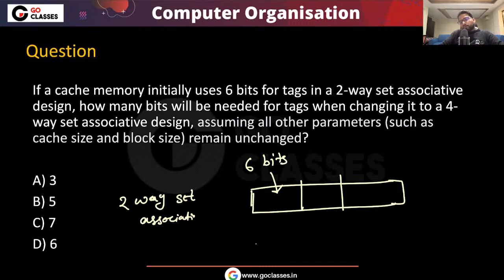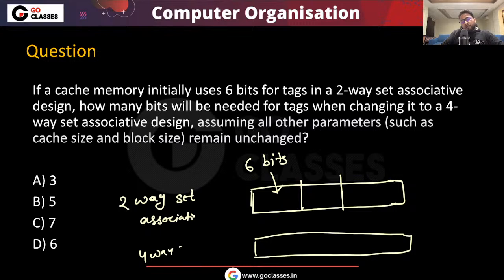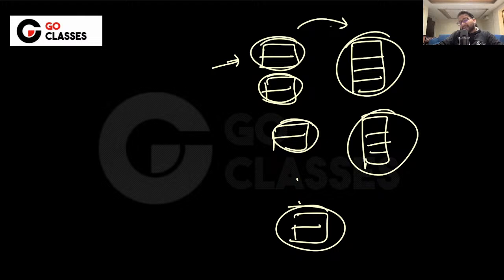Now if you go to 4-way, and everything else is the same, then the block offset won't change, right? From 2-way to 4-way, tell me whether the number of sets will decrease or increase. If you are grouping into just two lines, that is one possibility. Another possibility is grouping into four lines. Will the number of sets decrease or increase here? The number of sets will be decreasing.